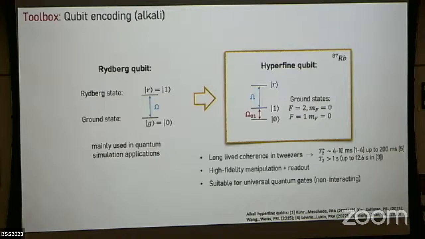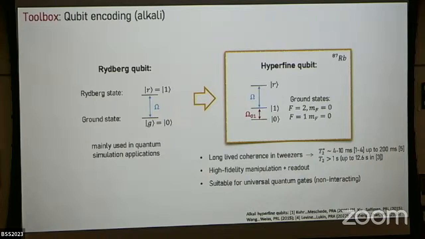Why do we do that? This hyperfine qubit has a lot of interesting properties. First, it has much longer coherence times in the tweezers. Here we can go with T2. Do you know what T2 and T1 are in qubits? There are two relevant times you need to define for qubits. One is T1, the spin relaxation time: I prepare my qubit in 1, how long does it take to decay to 0?